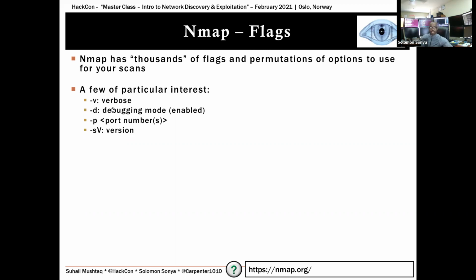-sV, if I want to determine versioning, I want to have Nmap, all right, good, you found an open port, query that service further to see what Apache version it is. What SSH version is it? Is it running OpenSSL? What are the specific versions that are listening on a service?